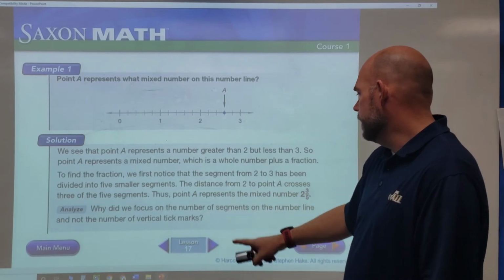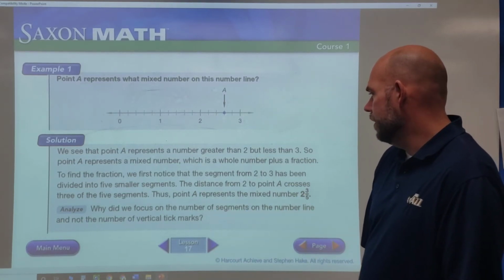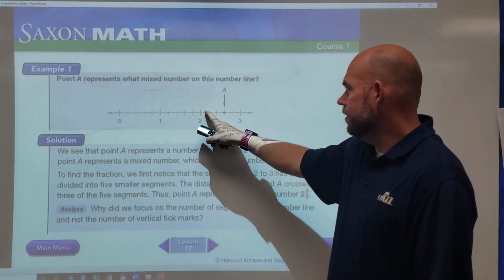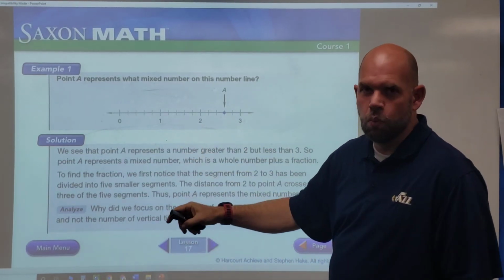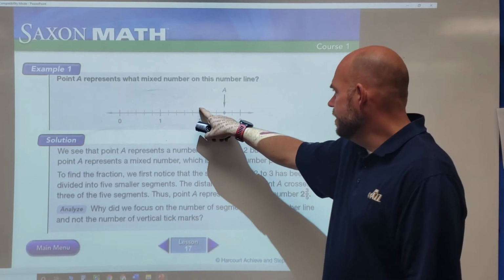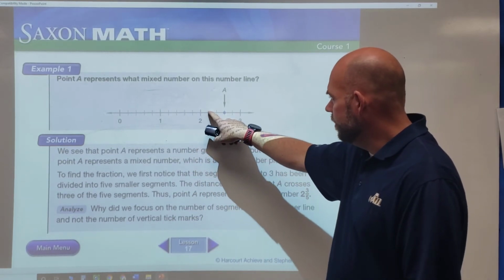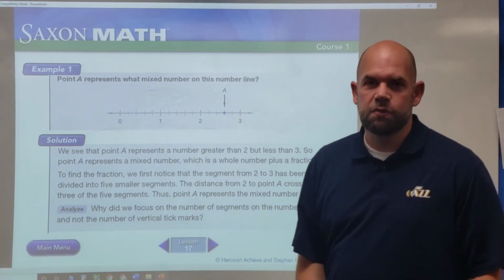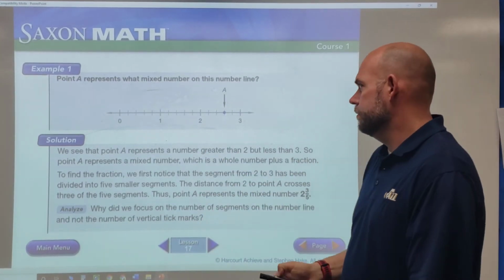Why do we focus on the number of segments on the number line and not the number of vertical ticks? Because sometimes it's hard to tell what they each represent. The ones for the whole numbers are slightly bigger than the smaller vertical ticks, but if we count the segments, then we know for sure what a segment represents.